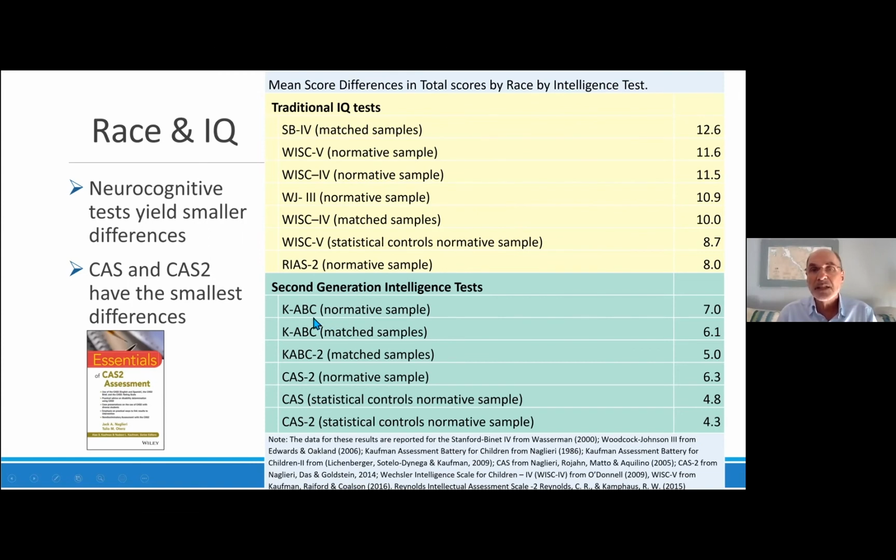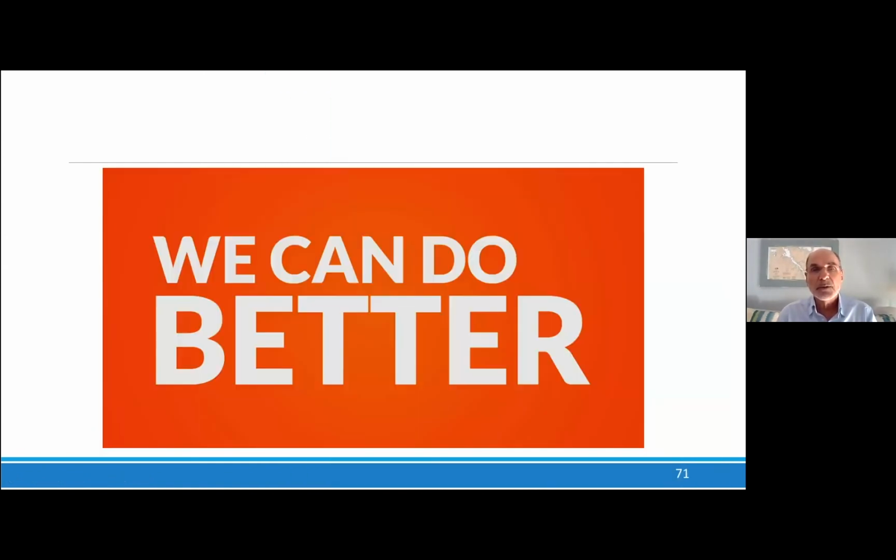If you see all the traditional tests, where they are, and then you come down, you look at the KBC normative sample, the KBC match. This was my study. I published the study in 1985. I was the only person to do a study on the Black-White difference on the KBC. The KBC2 match samples, the CAS, and CAS2. And you can see, once you move away from traditional IQ, the difference between Blacks and Whites goes down considerably. That's really important.